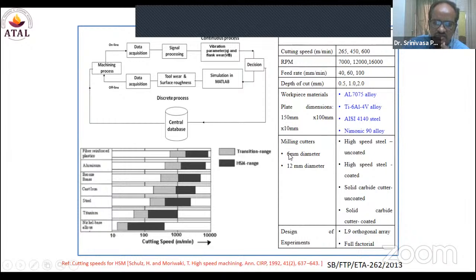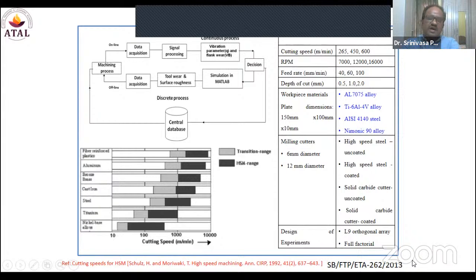And these are the variations with respect to the cutting tool: its diameter and its material. We have used the most popular technique, the L9 orthogonal array. This particular figure is collected from this particular publication, and this number indicates the DST project sanction order.